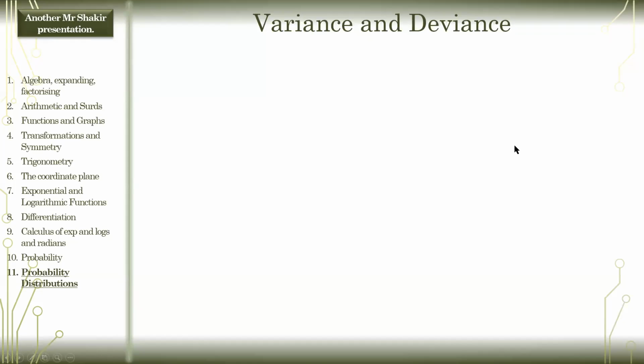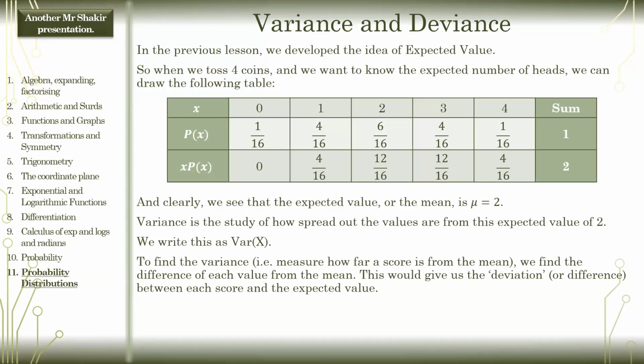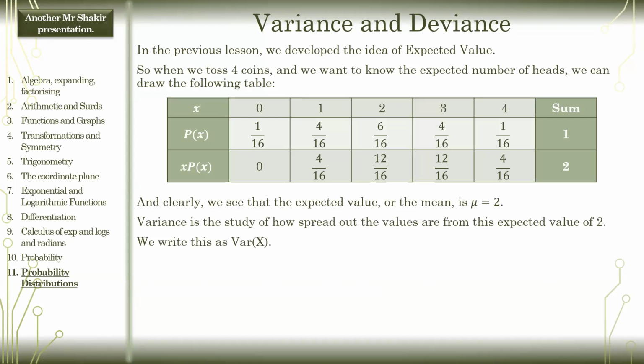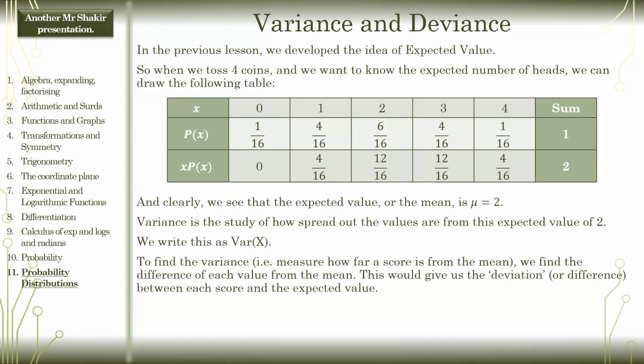All right, so continuing on. In the previous lessons, that's what we just did. So we write this as var of x. And to find the variance, we measure how far a score is from the mean, from the average. We find the difference of each value from the mean, and this gives us deviation.